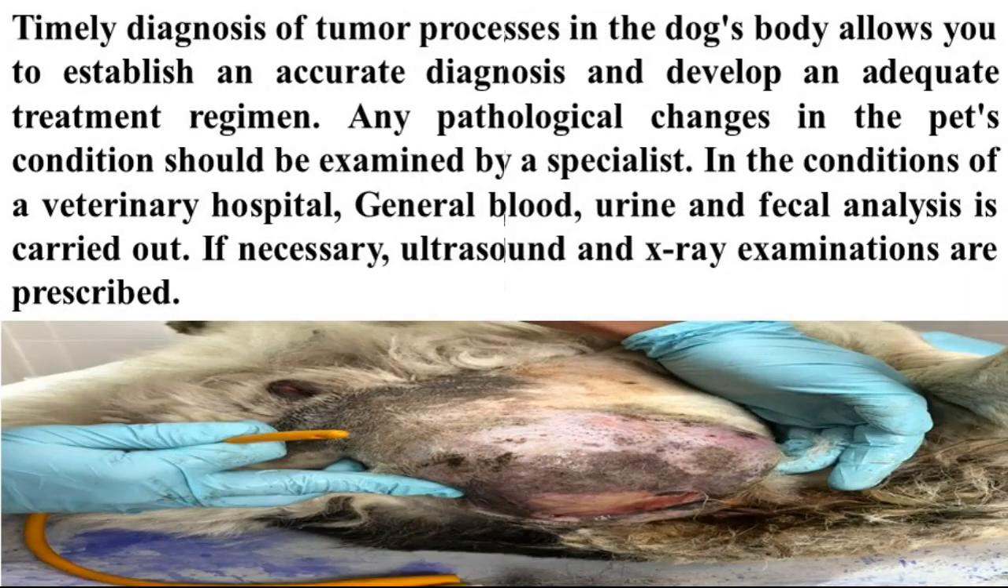Next. Timely diagnosis of tumor processes in the dog's body allows you to establish an accurate diagnosis and develop an adequate treatment regimen. Any pathological change in the pet's condition should be examined by a specialist in the condition of a veterinary hospital. General blood, urine, and fecal analysis is carried out if necessary. Ultrasound and X-ray examination are prescribed.